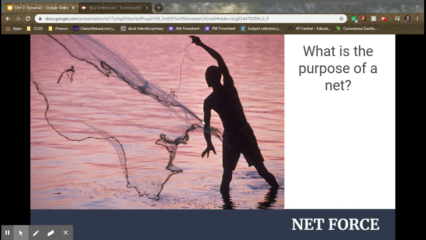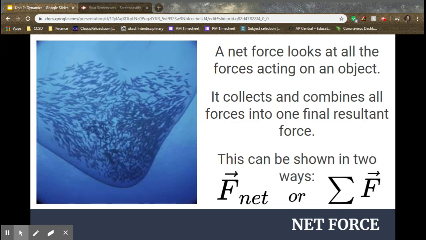All right. So we're going to talk about something called net force. All right. Sometimes we're only interested in a single force acting on an object. However, most of the time, we will be looking at multiple forces acting on a single object. So to that end, we will be using something called net force. All right.